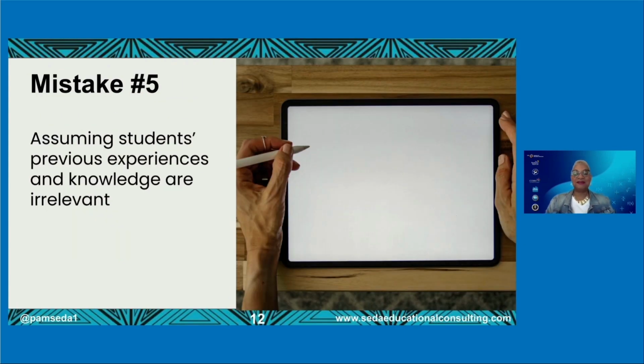All right, mistake number 5, assuming students' previous experiences and knowledge are irrelevant. And I have this picture of this blank iPad because oftentimes as teachers, especially when we're trying to differentiate instruction, we just assume that students come to us as blank slates and that it's our job just to give them the information that they need to be able to perform well on tests. So what should we do instead of assuming that their knowledge is irrelevant?